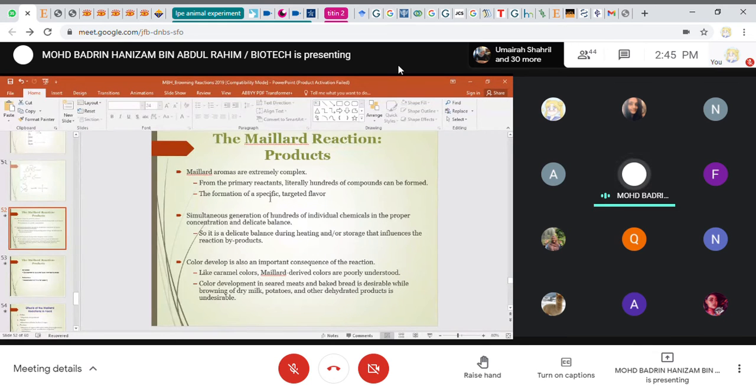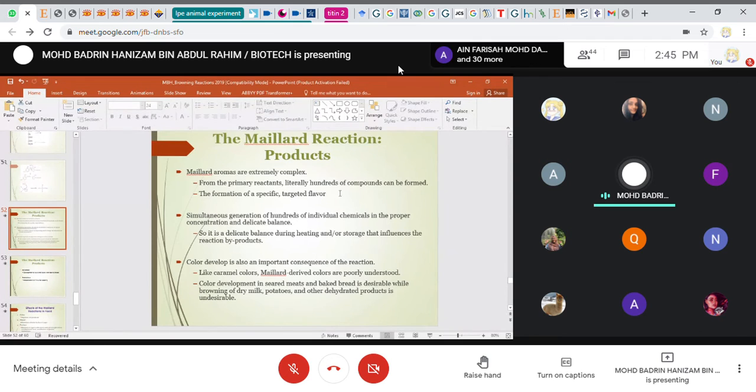The formation of specific targeted flavor: as I mentioned, if you have a barbecue, you can have this barbecue type of flavor, roasted, toasted, specific targeted flavor. It involves simultaneous generation of hundreds of individual chemicals in the proper concentration and delicate balance. So it is a delicate balance during heating and storage that influences the reaction byproducts.